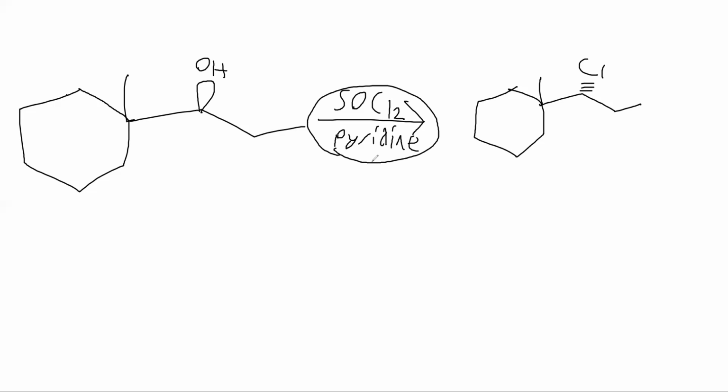Well, if you don't know, it is good to know. So SOCl2 with pyridine, and that's reacting with an alcohol. Those are SN2 conditions. And the substrate at first glance looks like it's good for SN2 because the leaving group is on a secondary carbon. It's bonded to two other carbons.